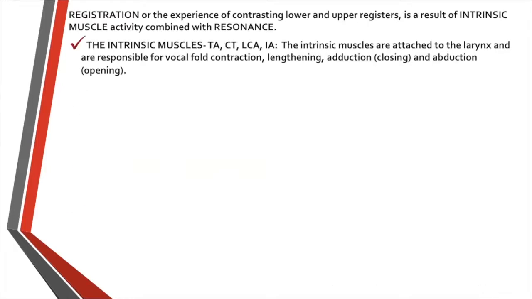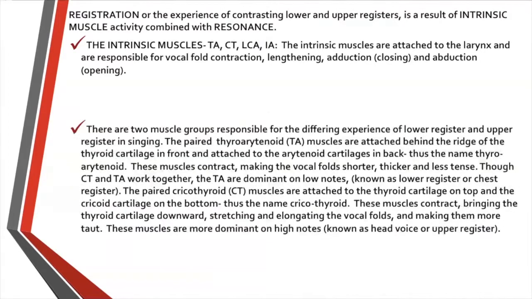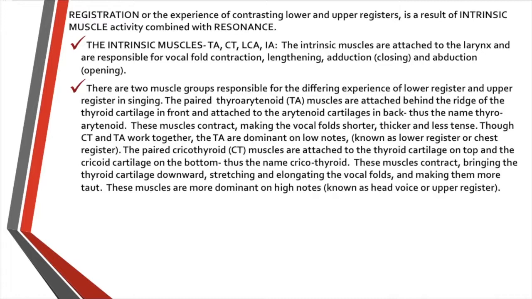The intrinsic muscles, the TA, CT, LCA, IA, are attached to the larynx and are responsible for vocal fold contraction, lengthening, adduction or closing, and abduction or opening. There are two muscle groups responsible for the differing experiences of lower register and upper register in singing.